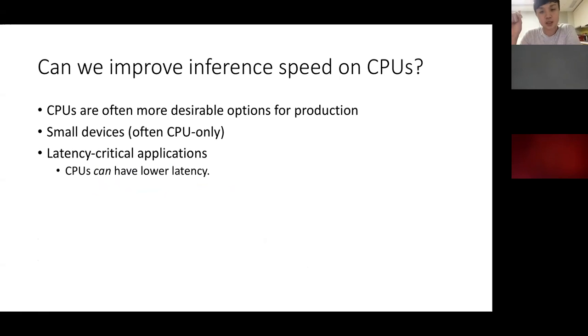And of course, you might wonder why not use GPUs. My answer is that CPUs are often a more desirable option for production, mainly because there are more CPUs, and GPUs are usually more expensive. Also, for small devices, CPUs are usually better because they only have CPUs. And if you're talking about latency-critical applications, then CPUs can have lower latency. So CPUs are pretty important to consider.